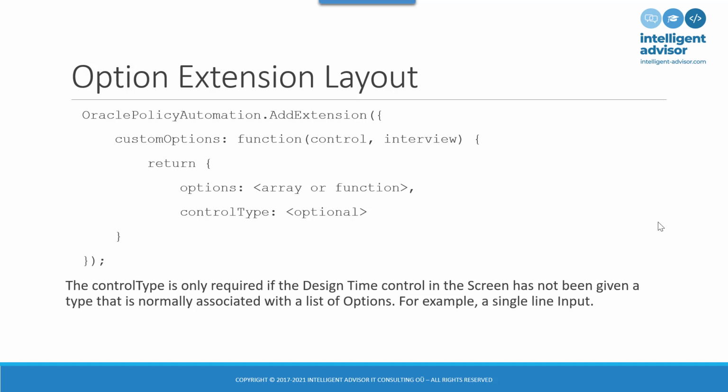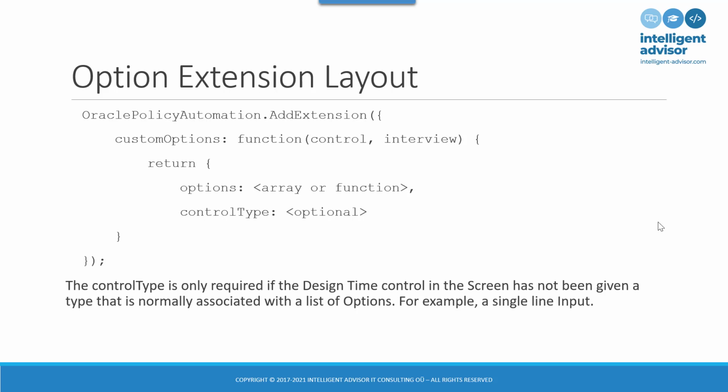Here's the basic layout of an option extension. As you can see, it has custom options as its key. And then it's essentially you writing code wrapped in a function. And you'll see that the API passes in a reference to the control and a reference to the interview, so you can easily access control properties and interview properties. The only thing that might seem a little unusual here is the control type. The control type isn't required unless you've built something in design time in the interview tab of Oracle Policy Modeling, where it's not clear what kind of display you want to have.